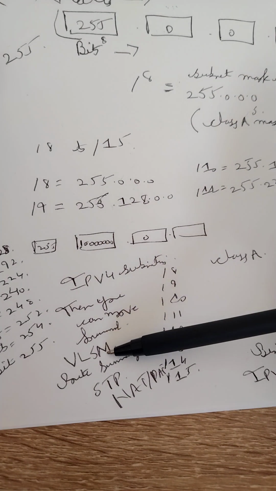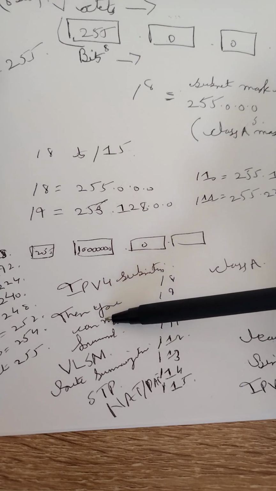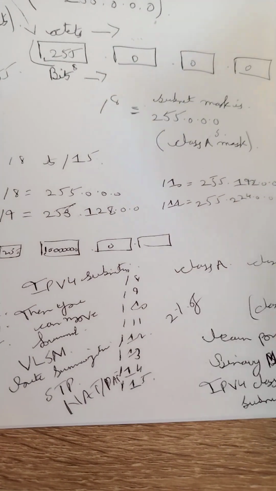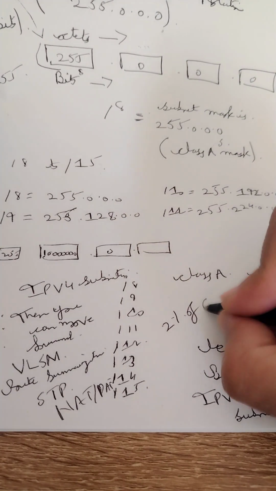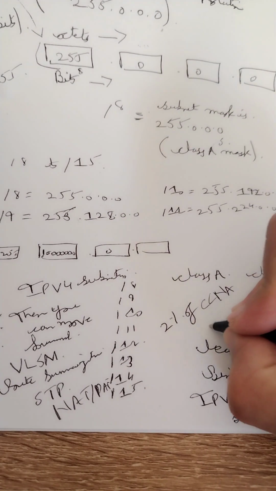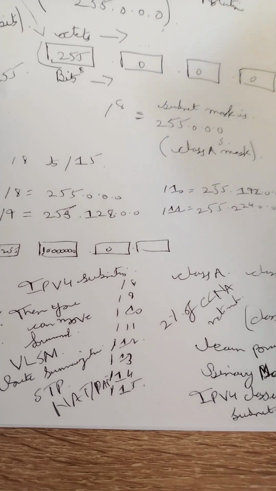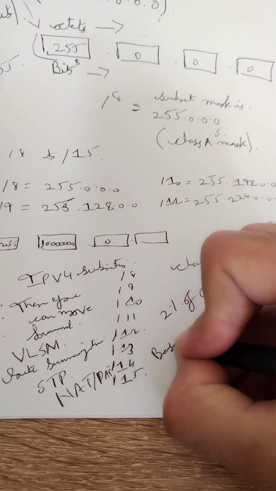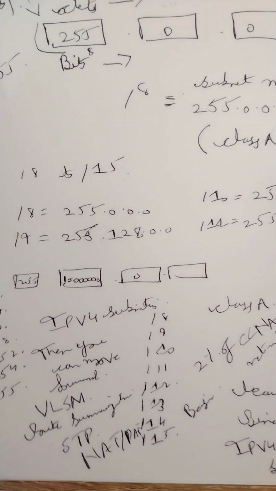And this IPv4 subnetting is just like 2% of CCNA and networking. But it is basic. It's very basic. It's quite basic in a sense.